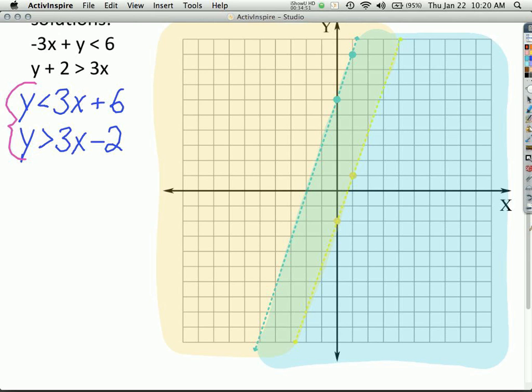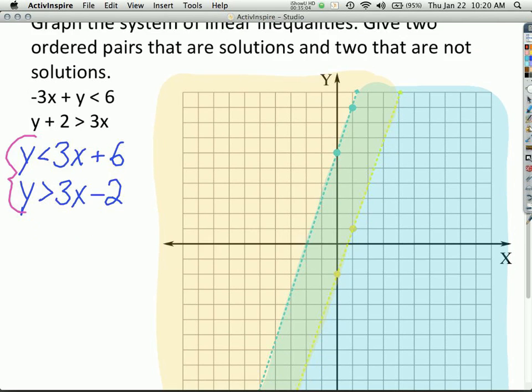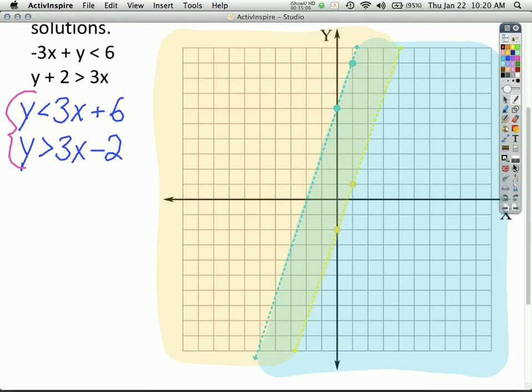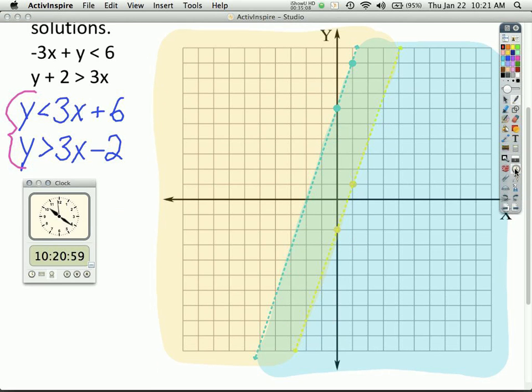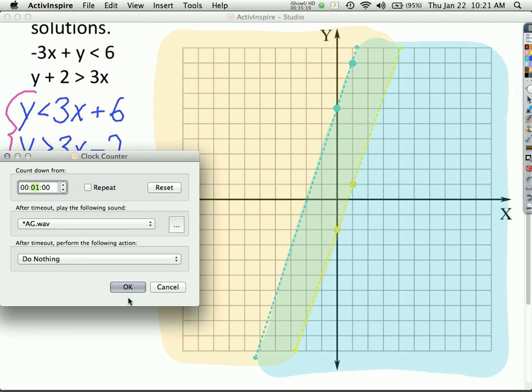I noticed some of you shaded in the wrong spot for some of it, but it's part of the learning process. You get better at it. So now, the second half of the question says give two ordered pairs that are solutions and two that are not solutions. So I'm going to give you a minute to work as a team, and I want you as a team to come up with two solutions, two non-solutions, and any other observations about what we're looking at. Two solutions, two non-solutions, and any observations. You got 1 minute. Go.